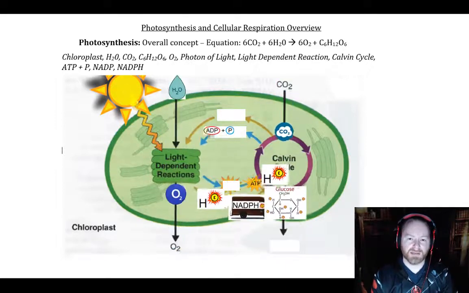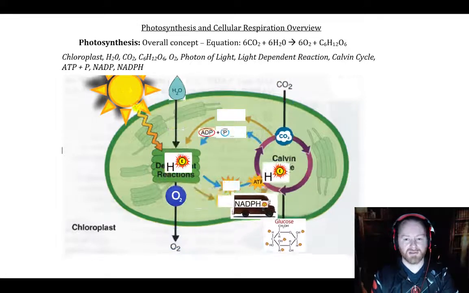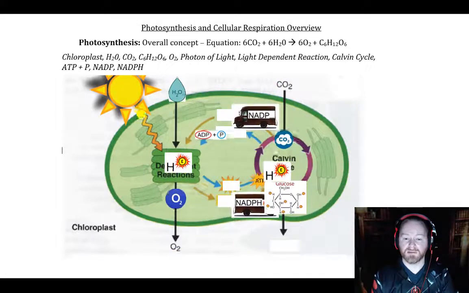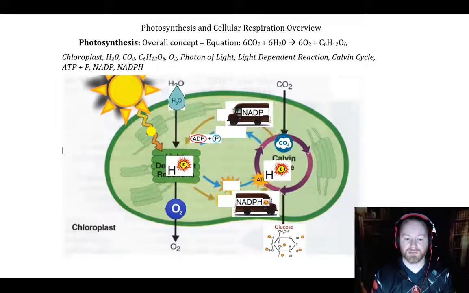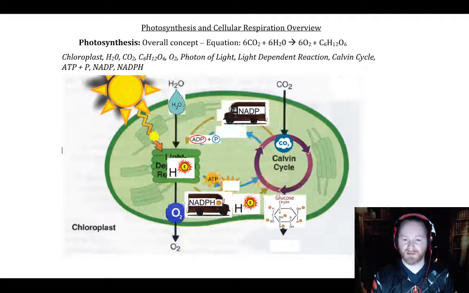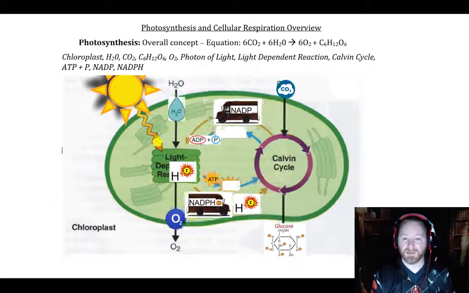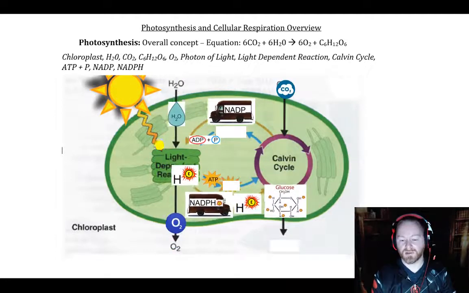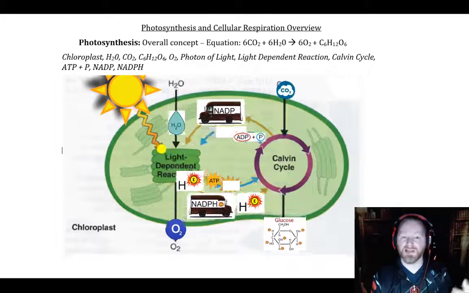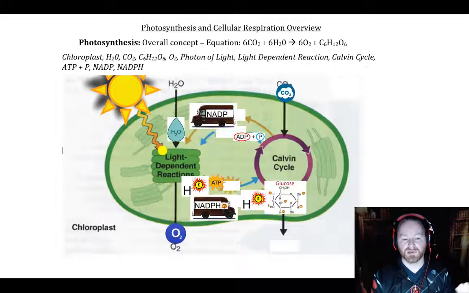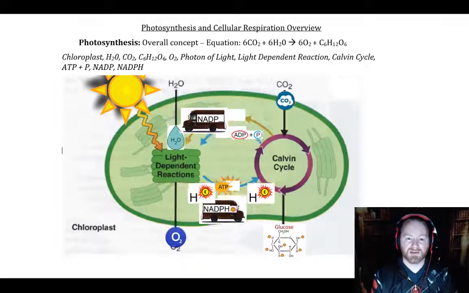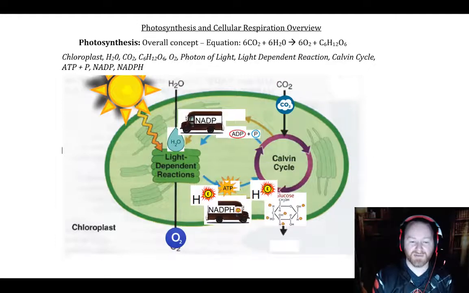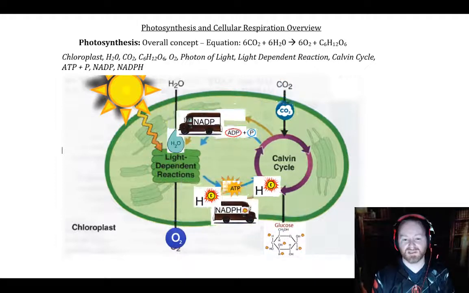Well, what about the NADPH? When it drops off the H, you're just left with NADP. NADP will come over and be reabsorbed into the light-dependent reaction and have another hydrogen added to it to become NADPH. And this cycle goes on and on, as long as there's sunlight. Because what happens when there's no light? Well, you can't photosynthesize. Some plants have a slightly different way of handling it, but for the most part, this is the process of photosynthesis.